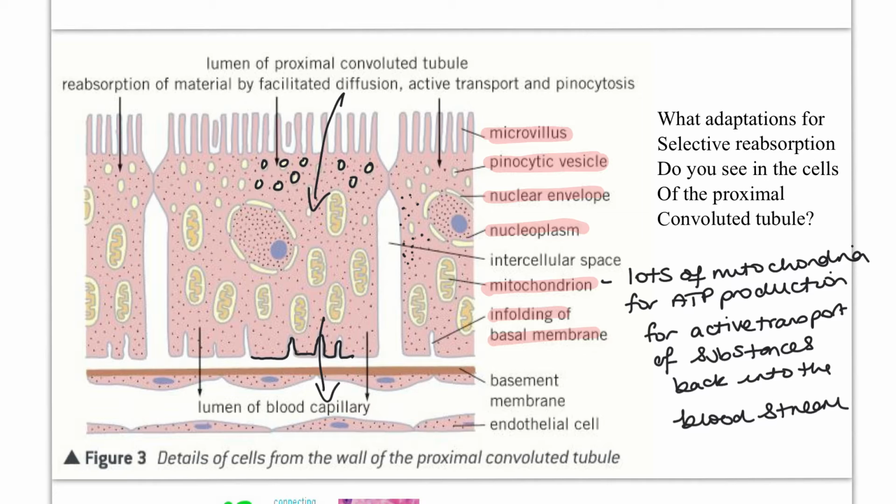Okay, so hopefully we've covered here the adaptations for selective reabsorption that we see in these cells. So we would talk about the ribosomes, the mitochondria, the microvilli, the infoldings on the basal membrane. It's all classic stuff, really.